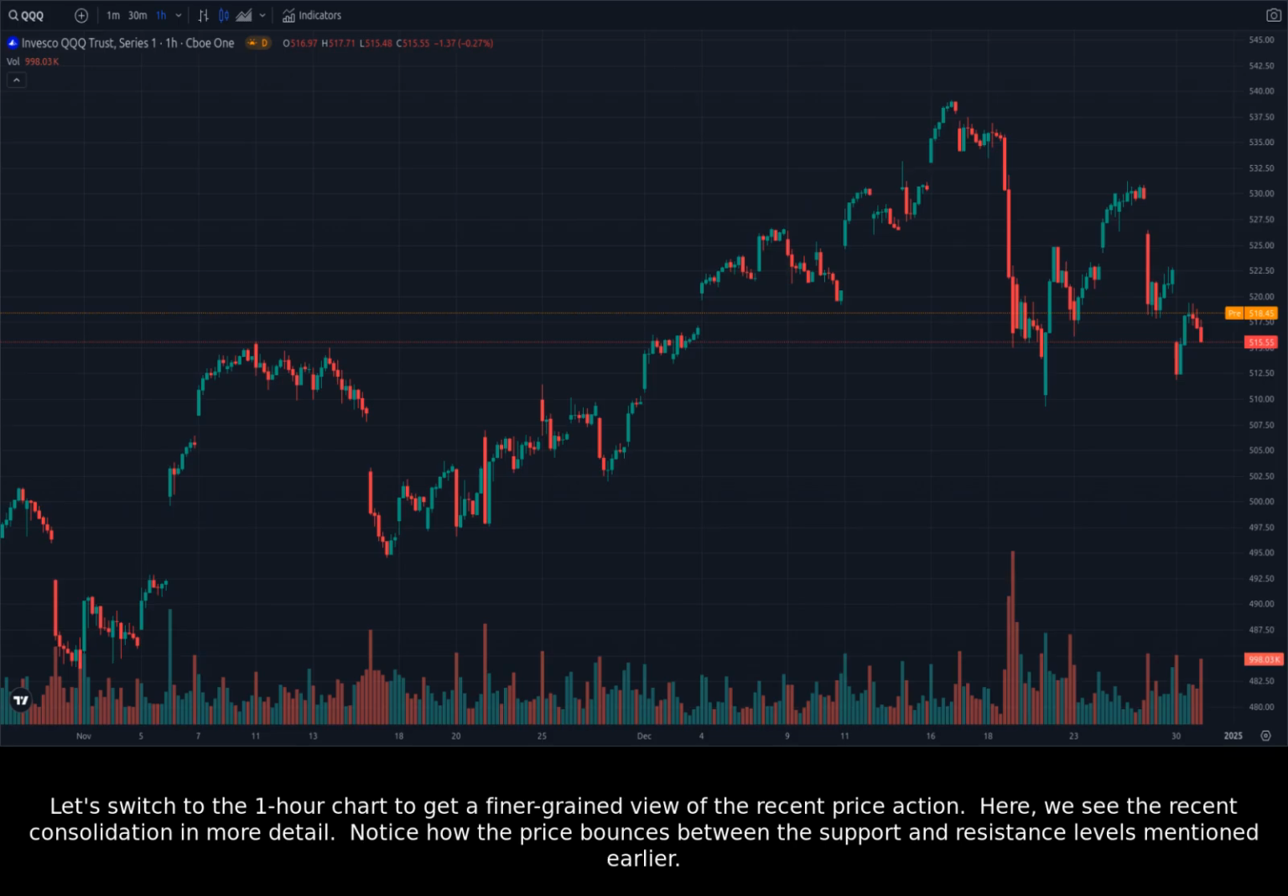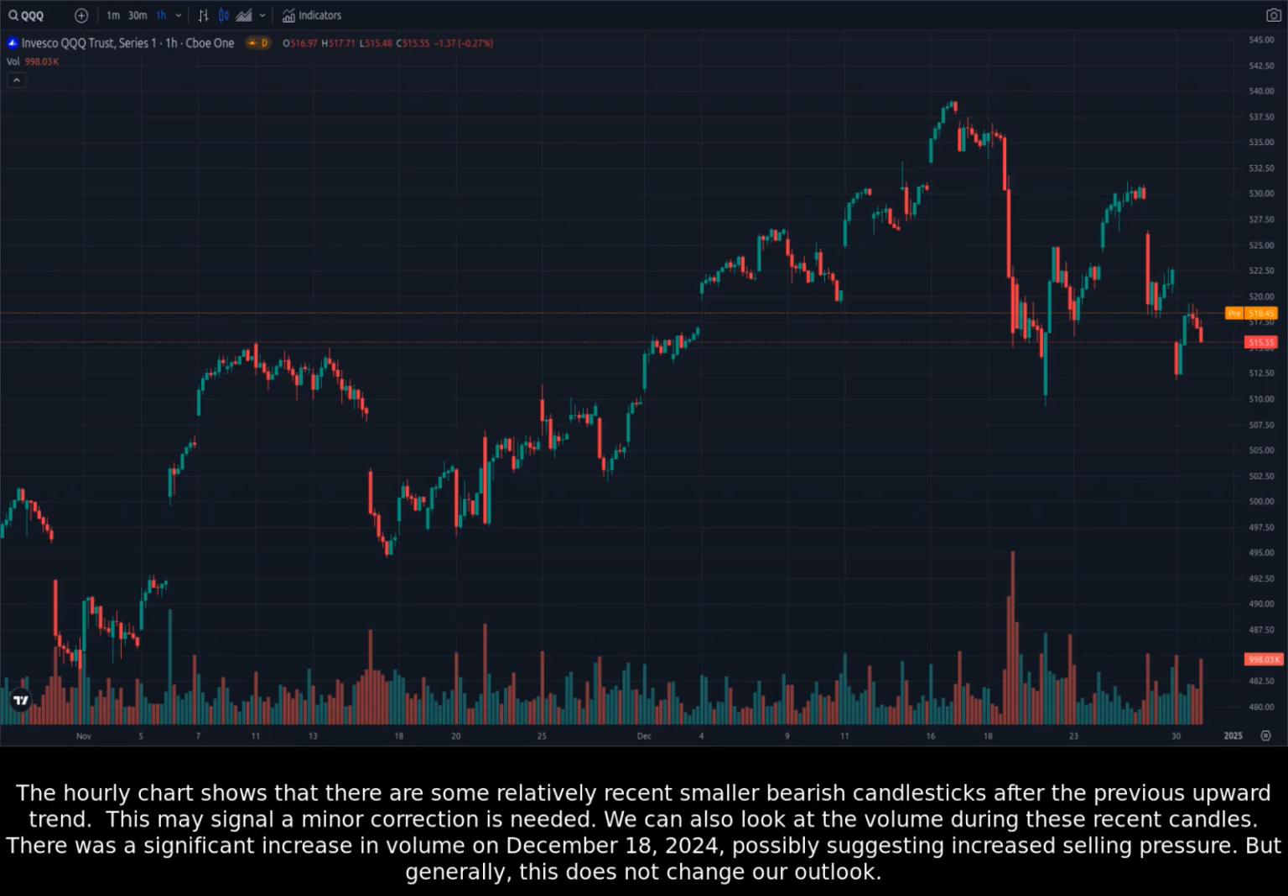Let's switch to the 1-hour chart to get a finer-grained view of the recent price action. Here, we see the recent consolidation in more detail. Notice how the price bounces between the support and resistance levels mentioned earlier. The hourly chart shows that there are some relatively recent smaller bearish candlesticks after the previous upward trend. This may signal a minor correction is needed.